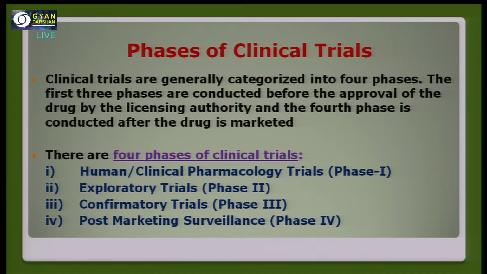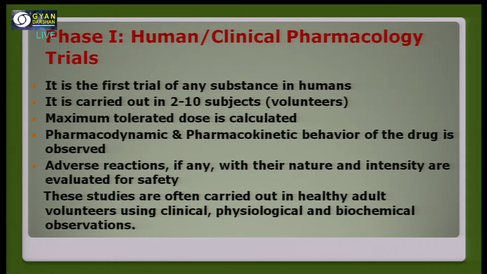So the 4 phases of clinical trials are phase 1, which is the human clinical pharmacology trial, exploratory trial, which is phase 2, confirmatory trial, which is phase 3, and post-marketing surveillance, which is phase 4.